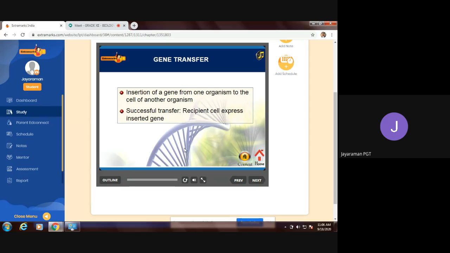One method, which we discussed so far, is a plasmid. Through the plasmid, we are transferring the gene, the human insulin gene, to the bacteria. So you take out the plasmid and the insulin gene separately, and these two are first cleaved. That means the required place is cut.